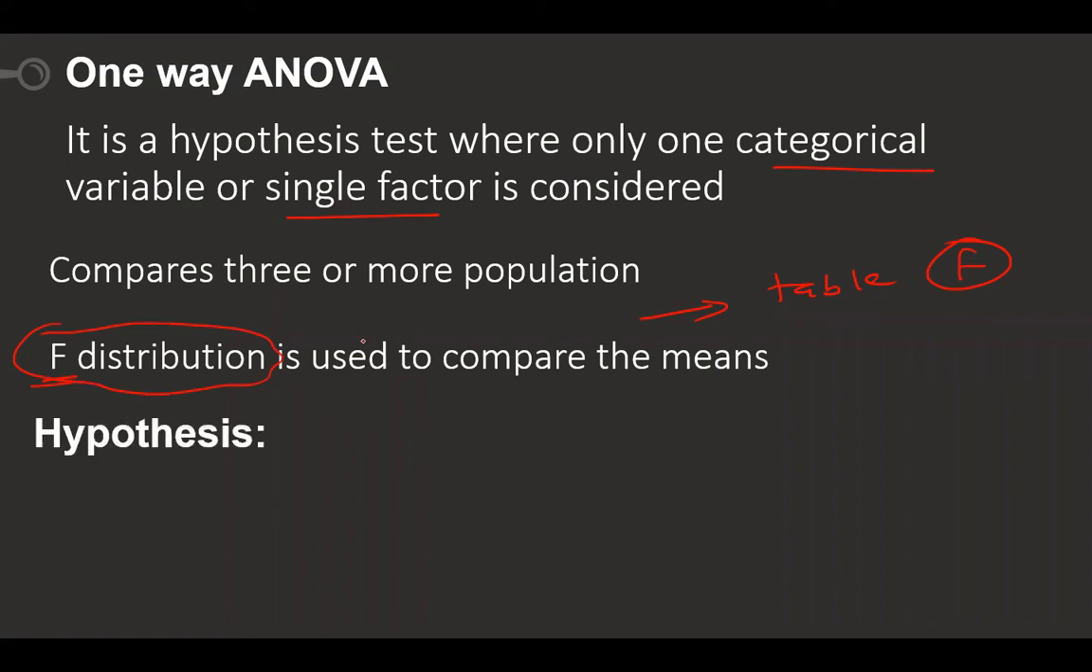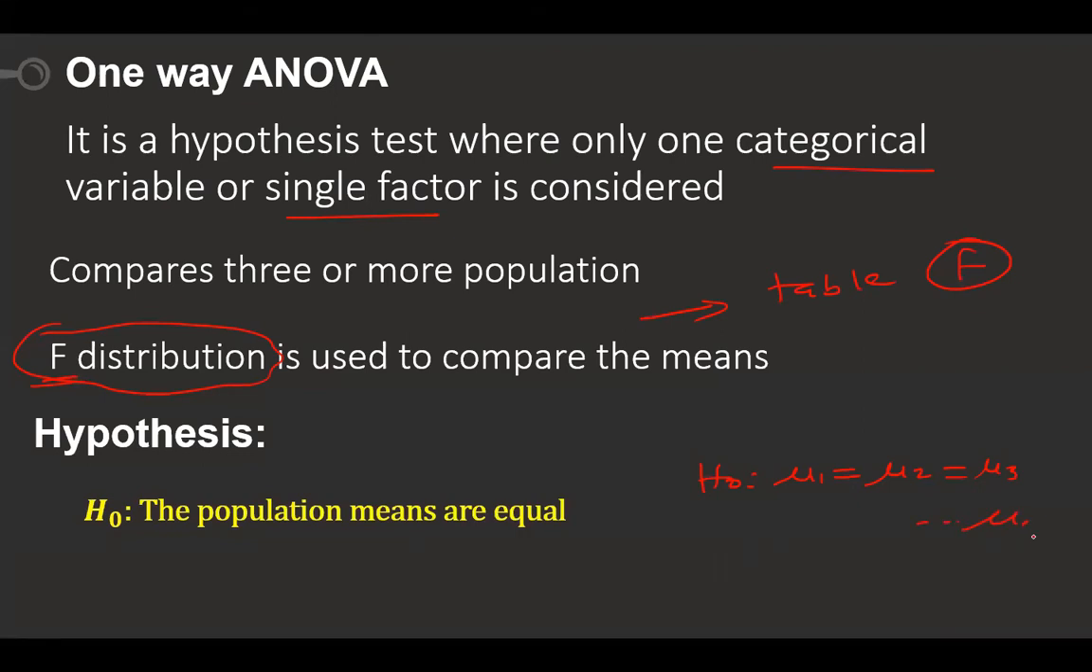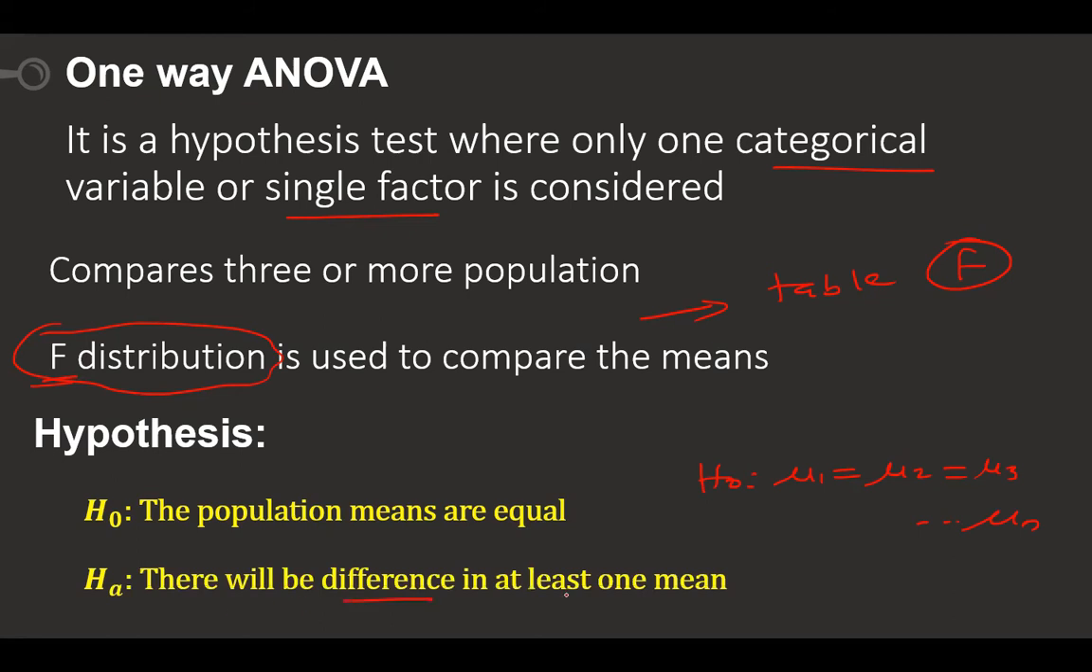Now, in this one-way ANOVA, we will be having the null hypothesis like this: the population means are equal. For example, H0: mu1 equals mu2 equals mu3, etc., up to mu k. Now, what will be the alternative hypothesis? There will be a difference in at least one mean. I can write it like this: HA: mu1 may not be equal to mu2, may not be equal to mu3, etc. Any one or all are different means. That's what we are going to compare here in this one-way ANOVA.